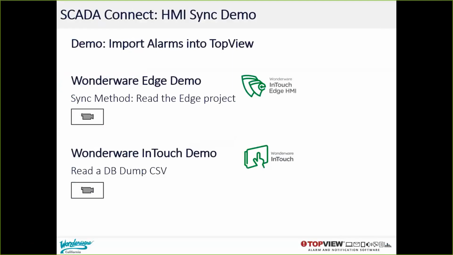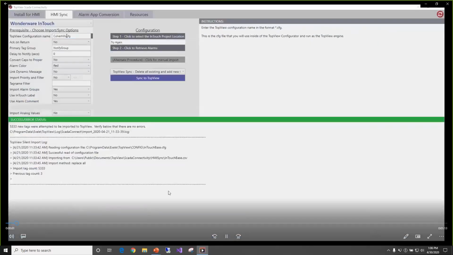The second example is going to sync alarms out of InTouch using a dbdump CSV file. With this example, it's a much bigger project. So there's, I believe, over 5,000 alarms. So we're going to dump the alarms, but then we're going to choose a subset of those alarms to actually be synced over into TopView using what we call our tag picker.